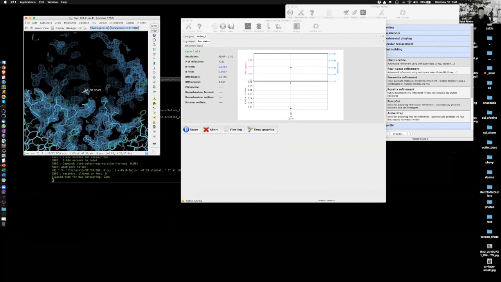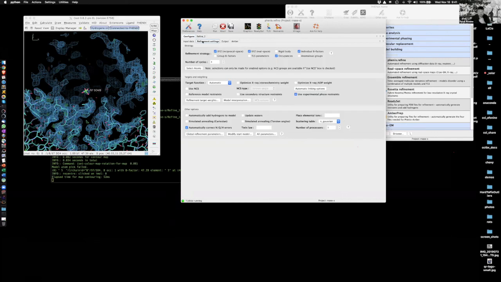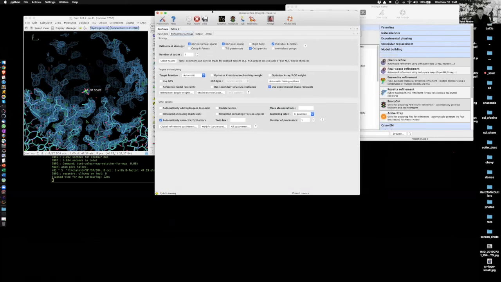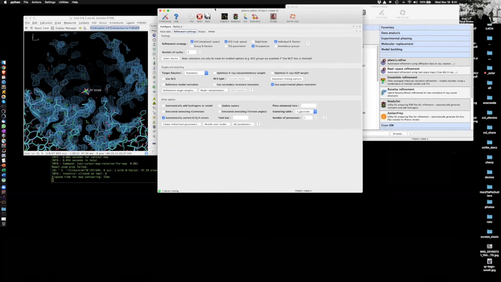So, the procedure will update this map in real time. Okay, I'm going to go back to the configure page settings and talk a little bit more about what else you can, and sometimes should, do.